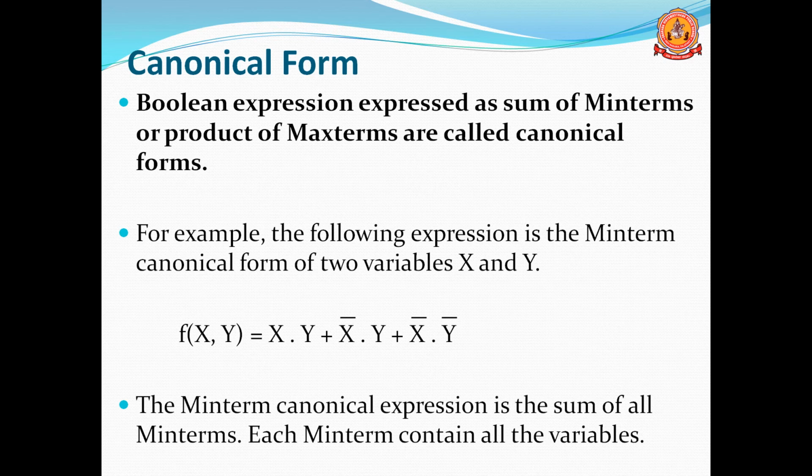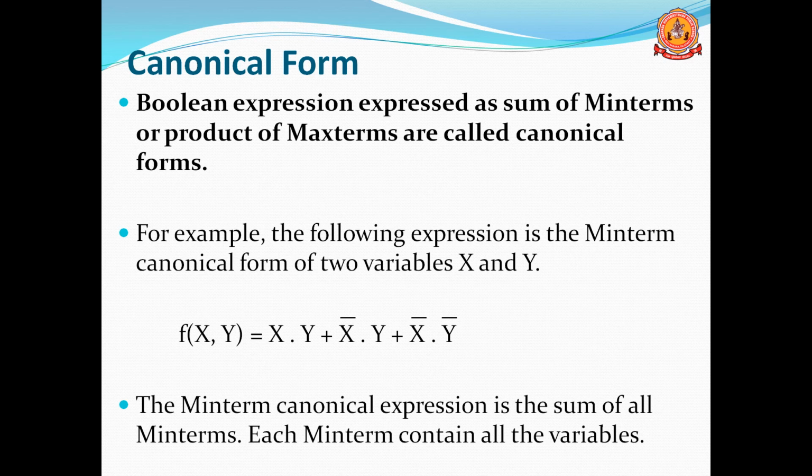Normally there are two types of canonical form: min term canonical and max term canonical. Whenever it is a min term canonical, the expression is the sum of all the min terms. Remember one main thing here: each min term contains all the variables. Each min term should contain all the variables in the logical expression.